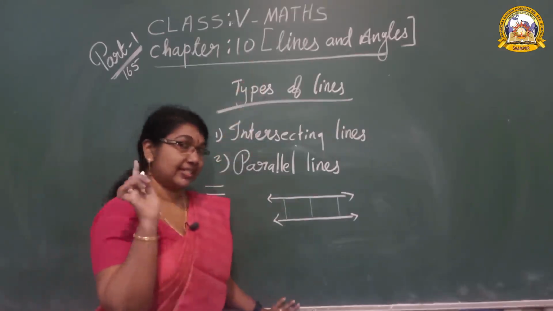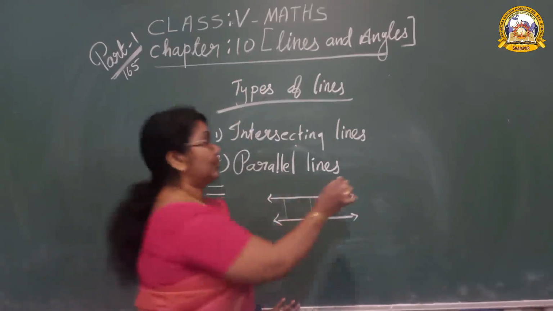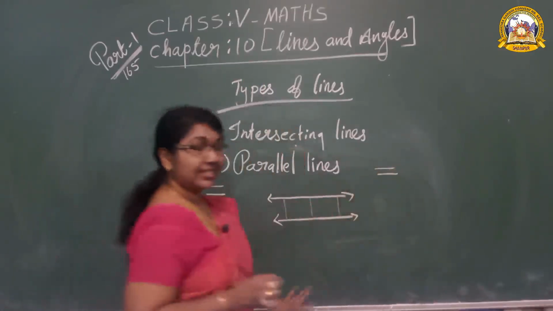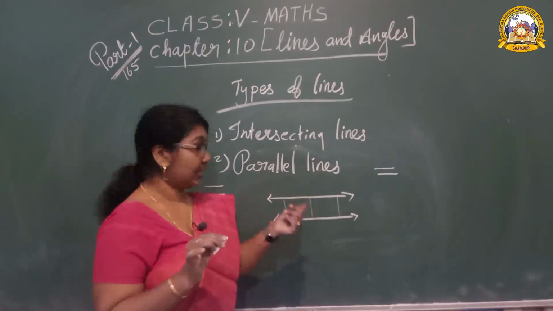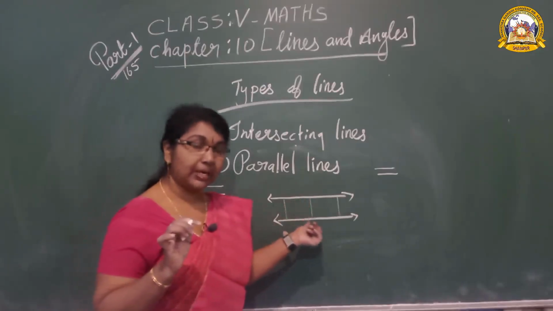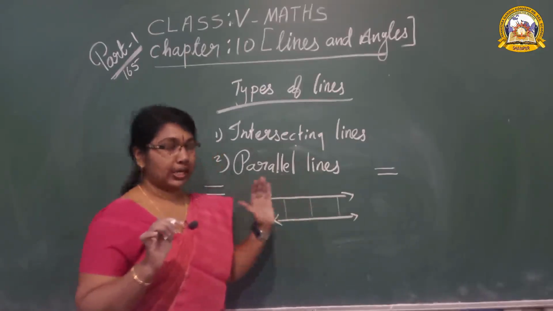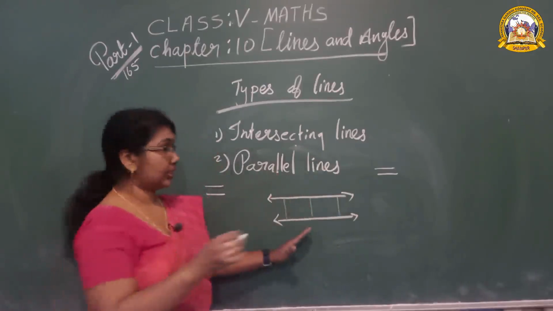A railway track is an example of parallel lines. Your equal symbol is also an example of parallel lines. Once more, what do you mean by parallel lines, students? Two lines that do not cross each other.